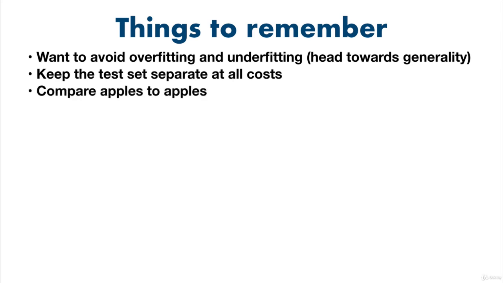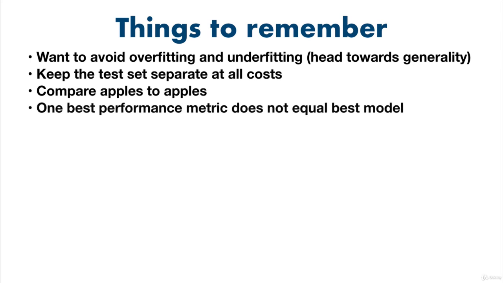When you're comparing models, compare apples to apples. Have Model 1 and Model 2 on dataset 1 and dataset 1. You want to make sure the 2 models you're comparing have been created in the same sort of environment so that you can ensure that what you're comparing is legitimate comparisons. Finally, one best performance metric does not equal the best model. Remember in our example, you may be optimizing for prediction time. So although a model that makes a faster prediction doesn't get as high accuracy as another model that takes a little bit longer, it might not matter to you because you need something that can predict as fast as possible.